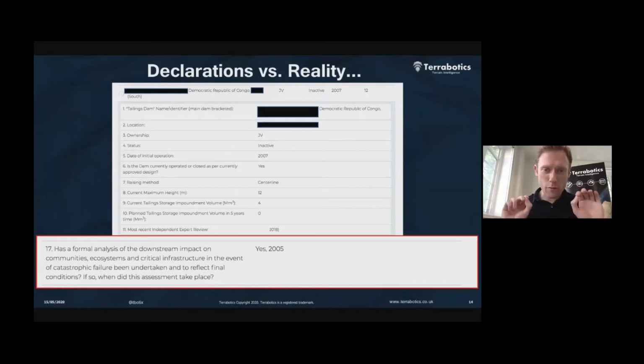So as a sort of deeper dive example as well, I wanted to share. So these disclosures that have been forced by this initiative, this is just one example from one of the companies. They have complied and declared what they've got, and gone through check. And I want to draw your attention to number 17. Has a formal analysis of the downstream impact on communities, ecosystems, etc. been done? Yes, done in 2005. Great, tick. ESG investor, great, move on, done.